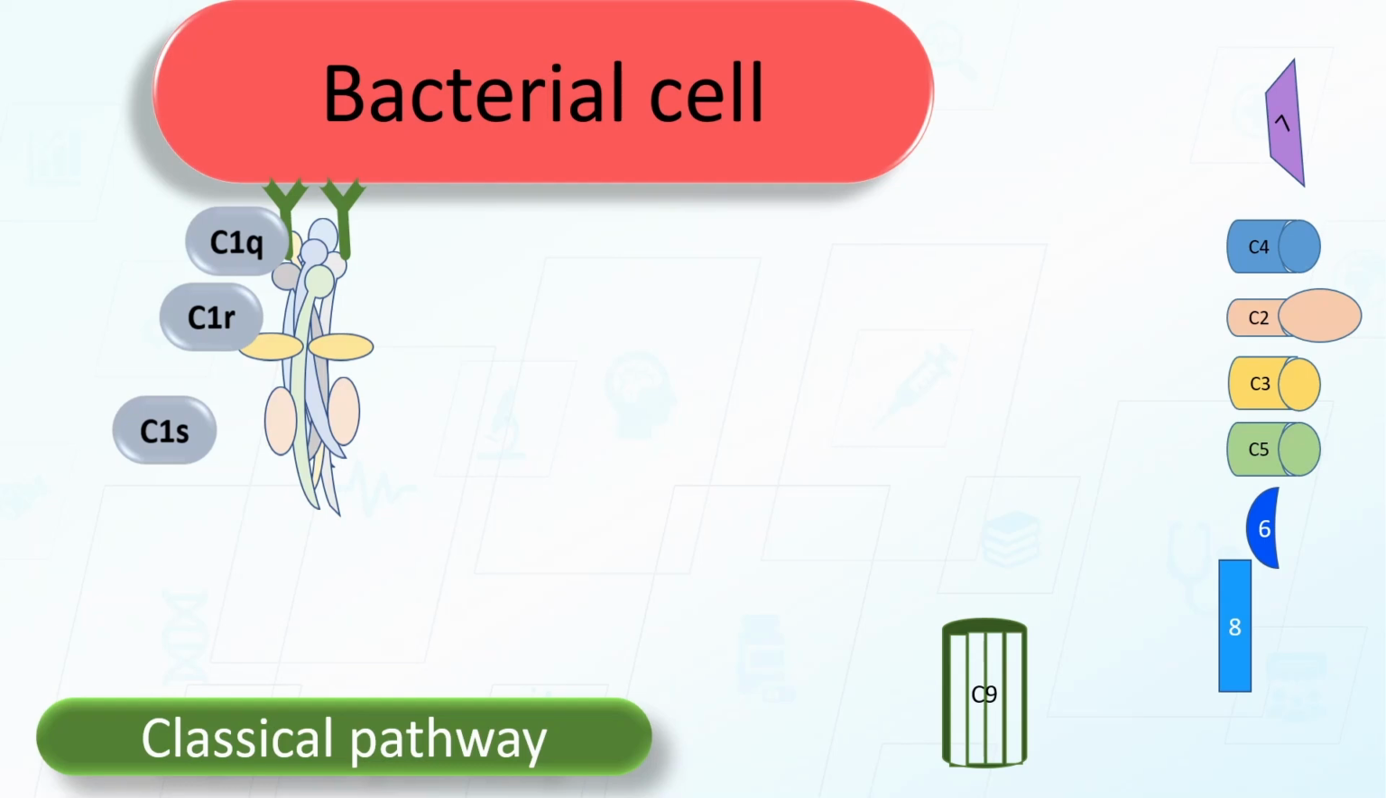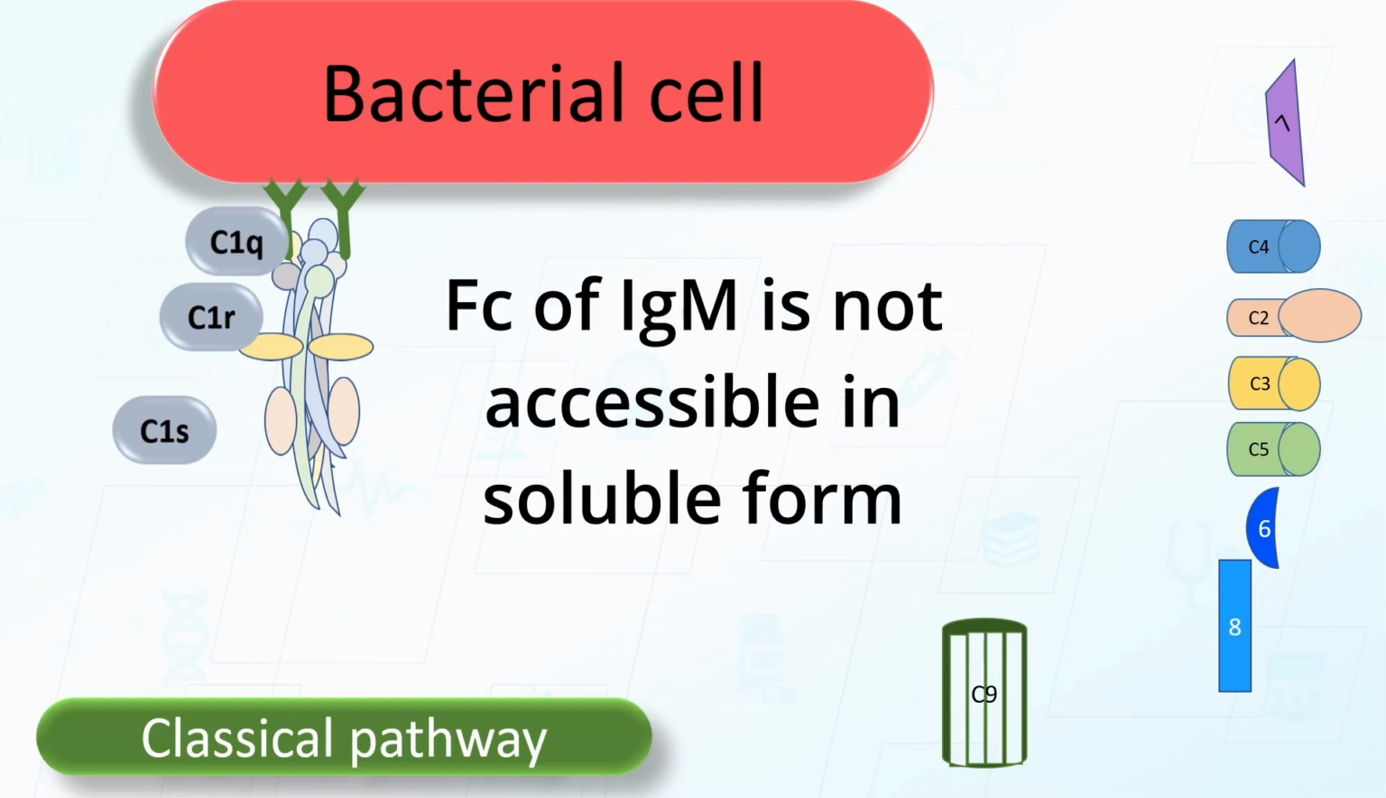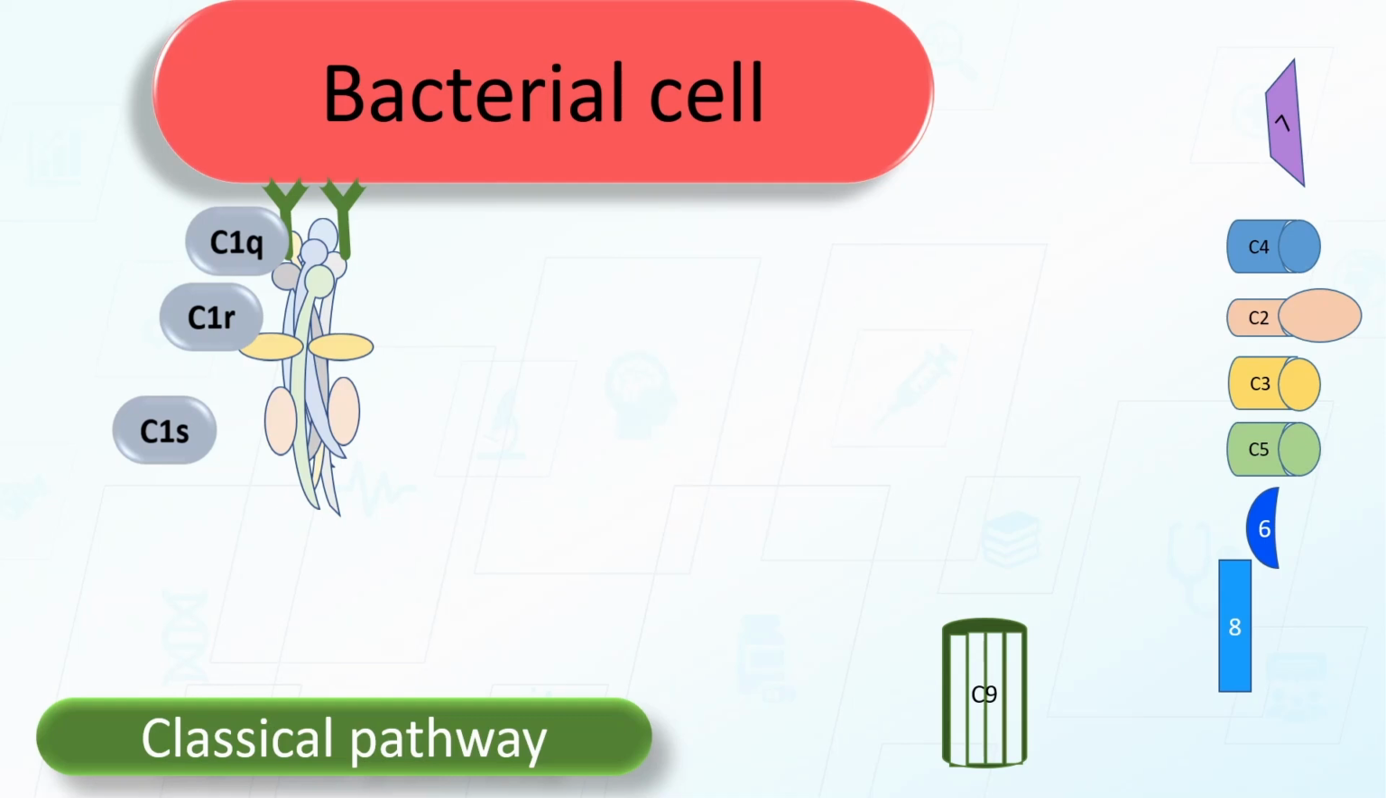And for immunoglobulin M, even though it's a pentamer, even though it has 5 Fc regions in close proximity, it cannot initiate the cascade reaction because they are not accessible to C1q in their pentamer or soluble forms. But when they are bound with the antigen, the binding site for C1q will be exposed and it will bind with the C1q.